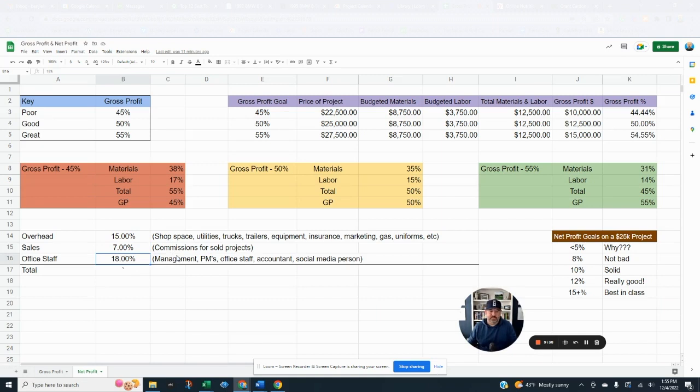And then we have our office staff, right? Like we said, all these percentages matter. So this totals up. Let's just total it really fast.